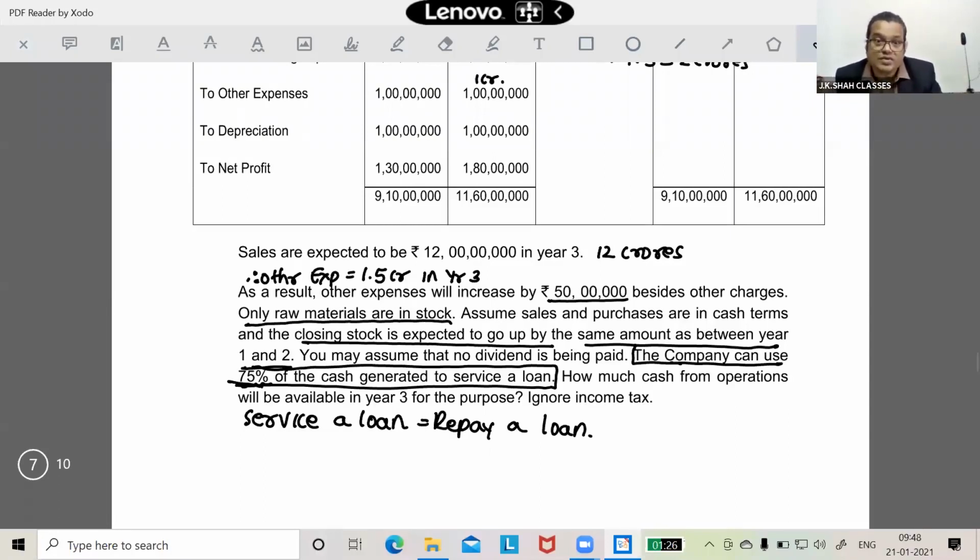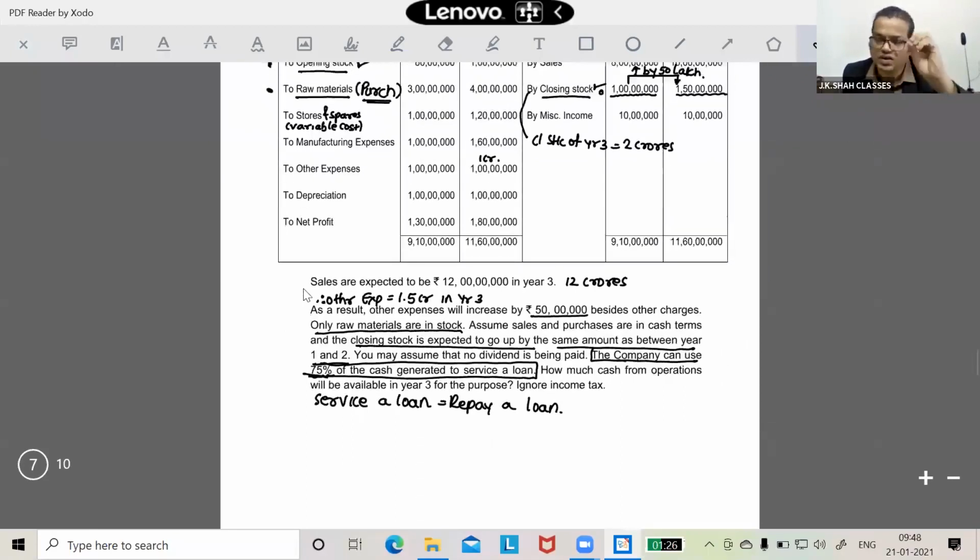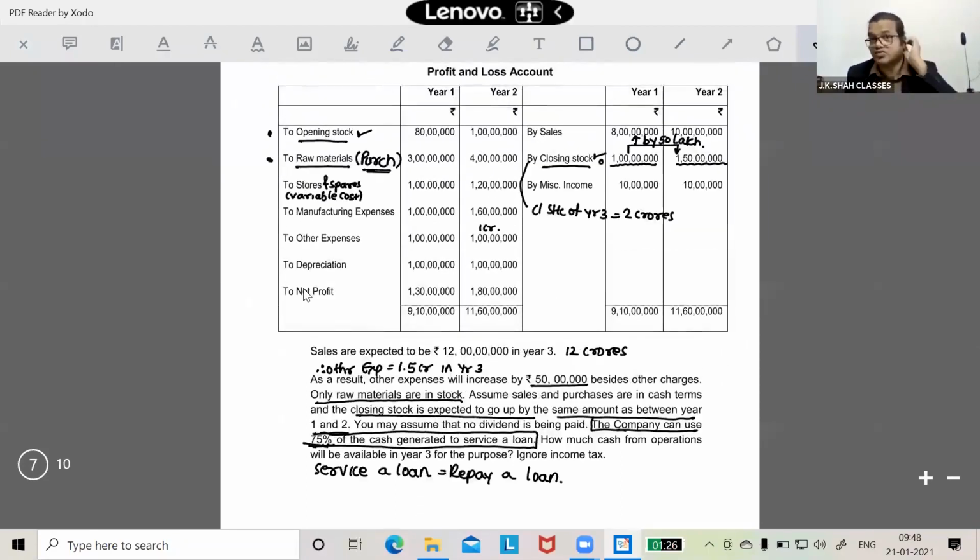So what are we asked? How much cash from operations will be available in year 3 for this purpose, and ignore tax. So how much money you can generate in year 3, so that how much loan you can pay is what is asked in the question. How will we calculate that, sir? Yes, we will learn to calculate. So see, first and foremost, we will have to estimate the profit and loss of year 3.